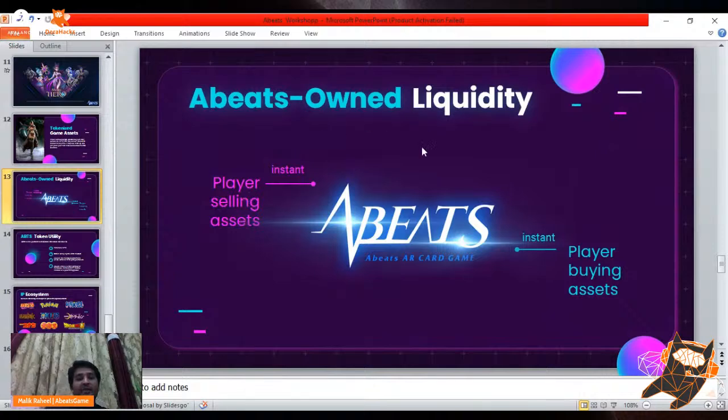So Abits' own liquidity: players selling assets to the Abits, and players buying assets from the Abits, means it will be easy for the players to be reliable instead of only peer-to-peer exchange. They will be able to buy and sell with the Abits platform.